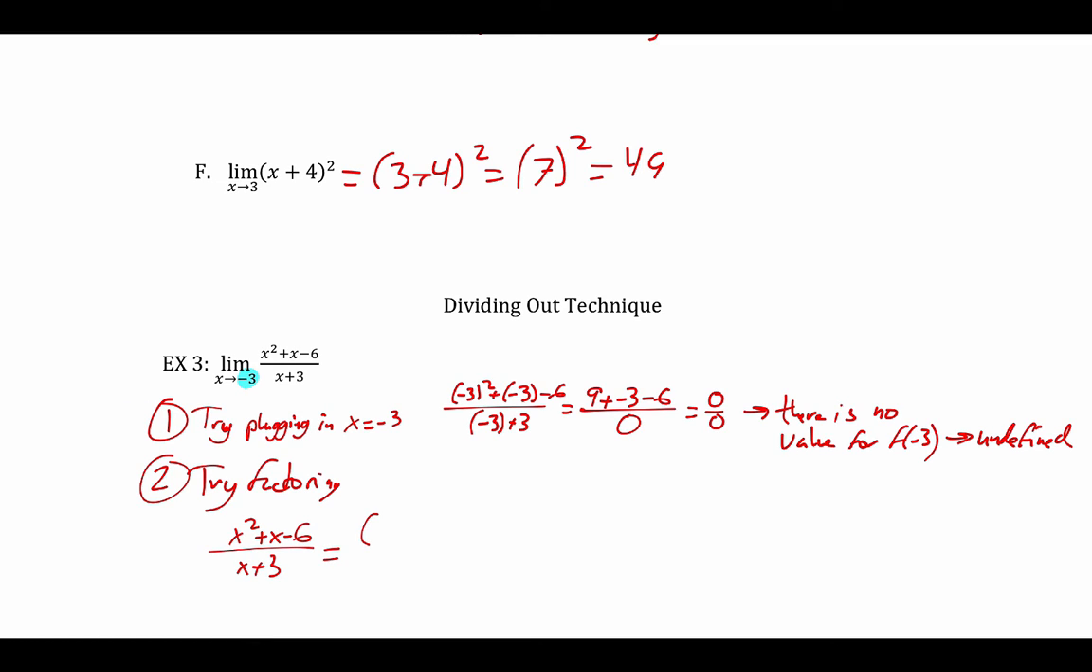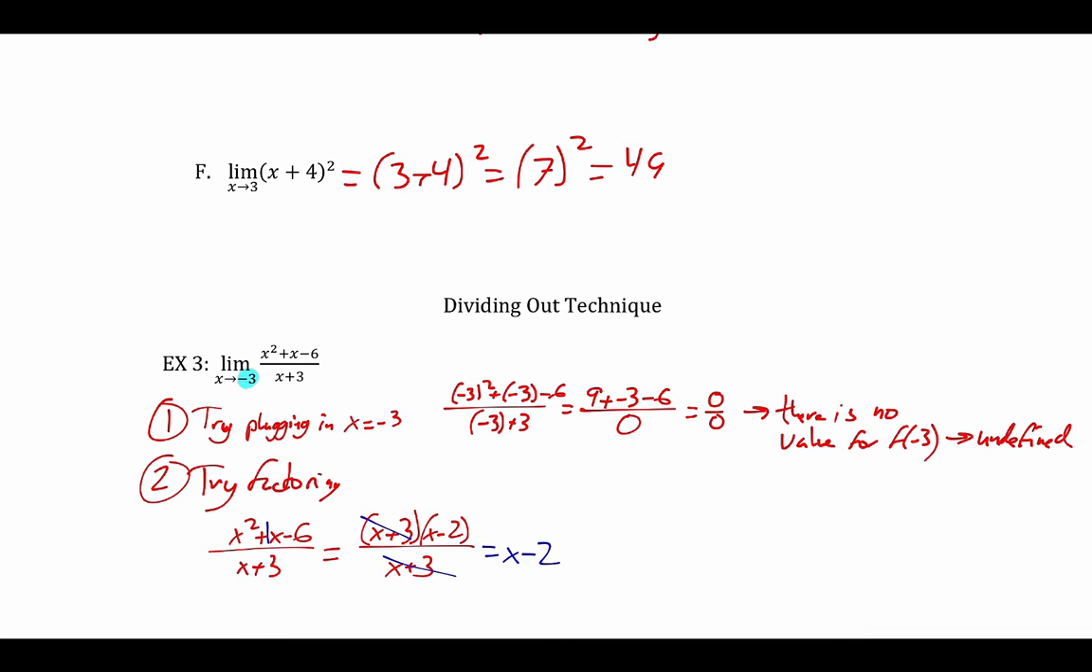In the numerator, if it helps you to think of it as x squared plus 1x minus 6 to help us factor, we've got x plus 3 times x minus 2, two numbers that multiply to -6 and add to +1, over x plus 3. So when we cross these out, we're left with just x minus 2. Well, that makes it a little bit easier for us to work with.